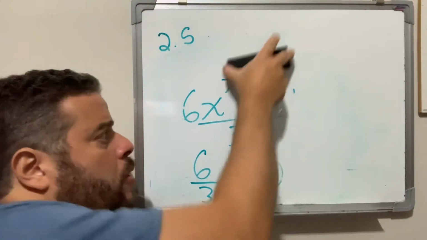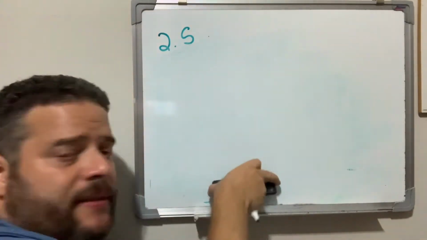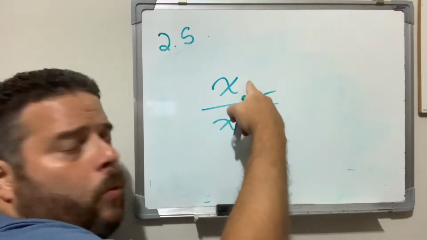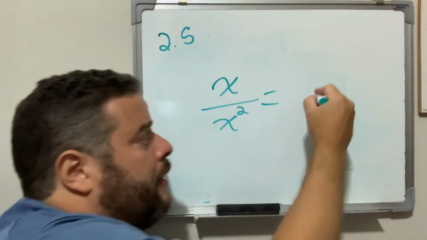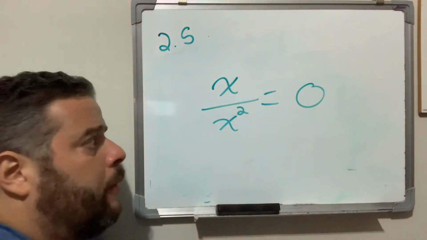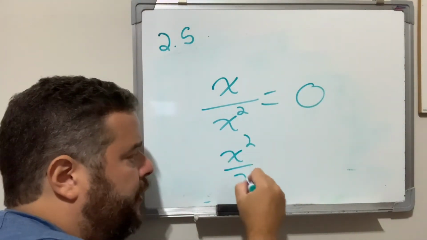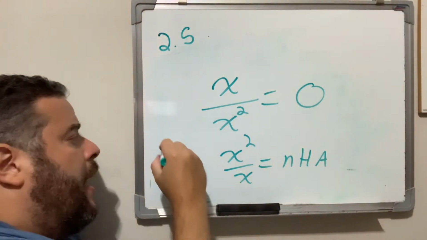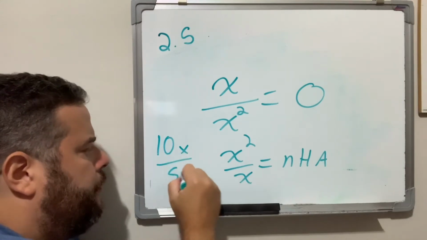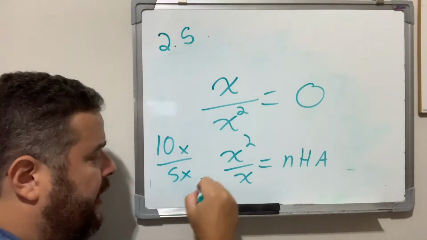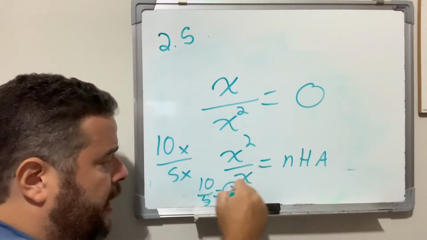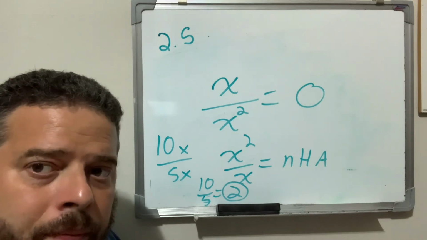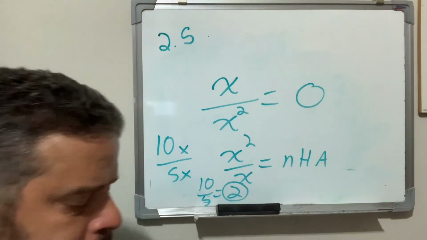So again, let's go over the three cases. When the denominator is bigger, the horizontal asymptote will be 0. When the numerator is bigger, there is no horizontal asymptote. And when it's the same, you divide, and the number that you get will tell you where the horizontal asymptote is at. That's pretty much it for example 1.